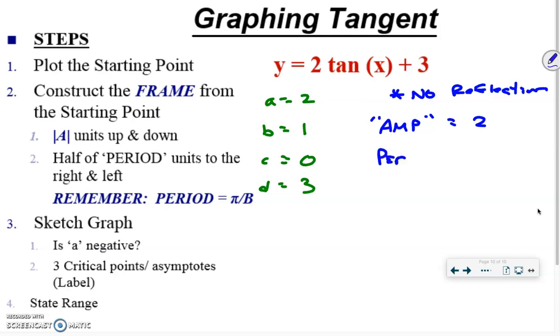Period. This is a real thing, but we've got to be very careful on our toes. It's not 2 pi over b, just pi over b. So what's my period of this problem? Pi divided by 1 is pi. Then the starting point of this graph. Starting point, still c over b, comma, d. So c over b, 0 divided by 1 is still 0, comma, d is still 3.